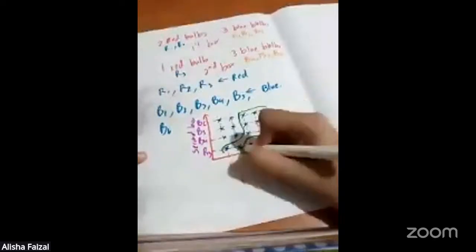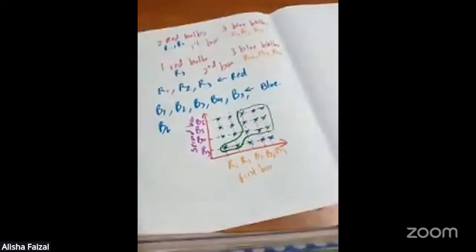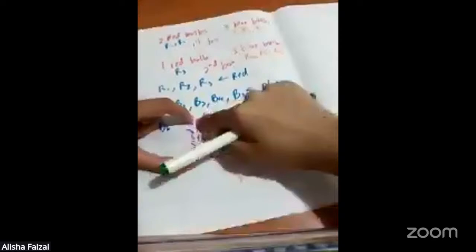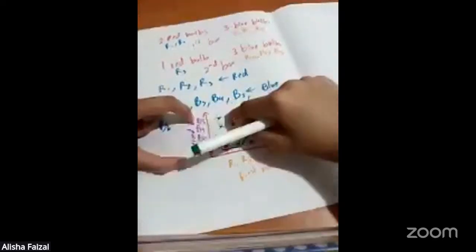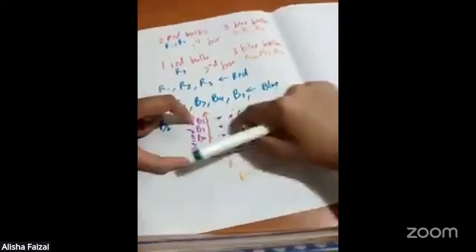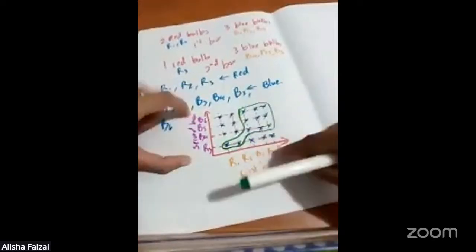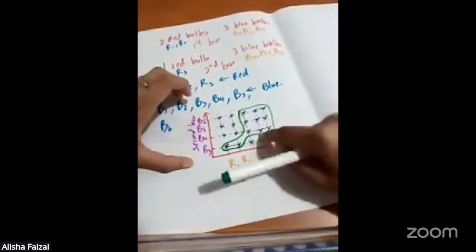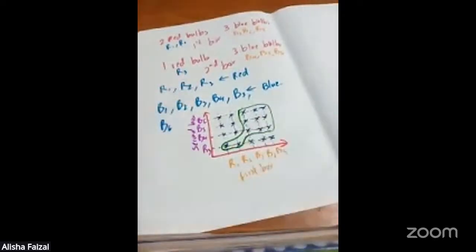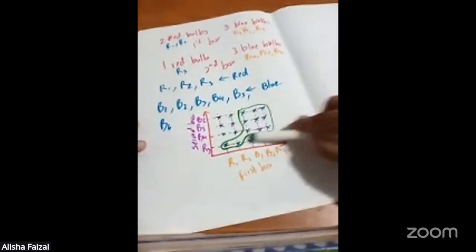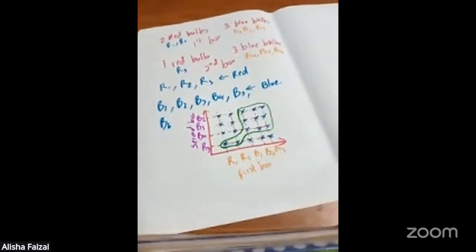Because if we take these, it's blue and red, so it's not the same color. Blue and red, not the same color. Blue and red, not the same color. Here also, blue and red, blue and red. Here it's blue and red again, blue and red, blue and red. So it's not possible there. But all these other places, it's possible to get the same color. Hope it's clear.